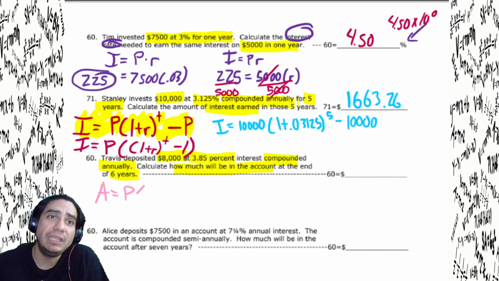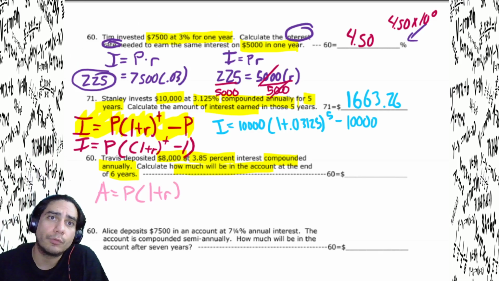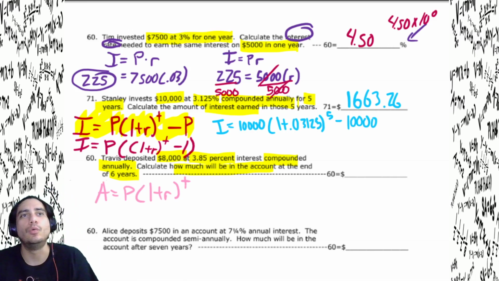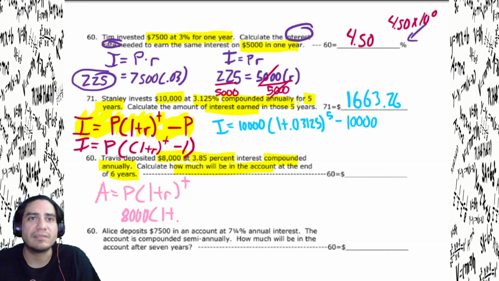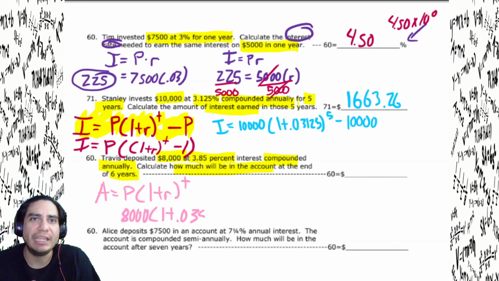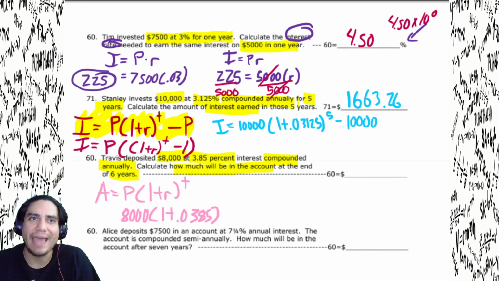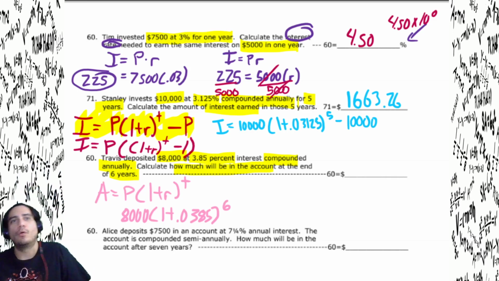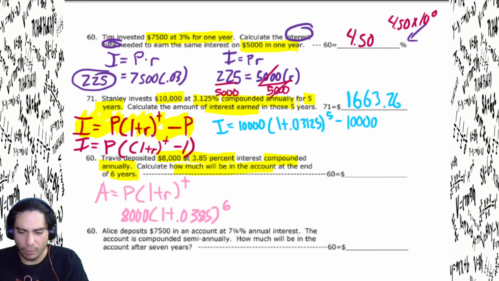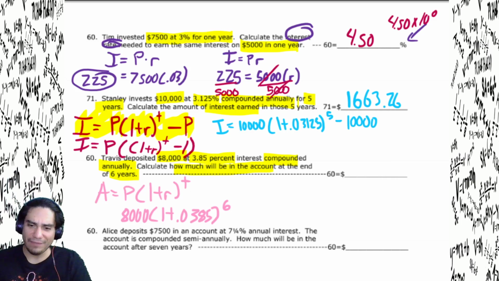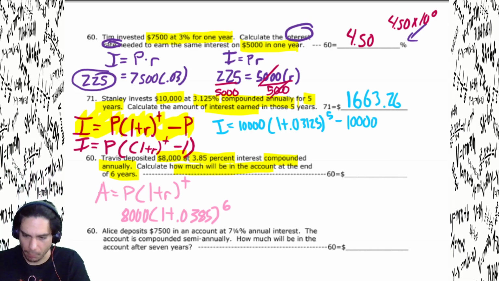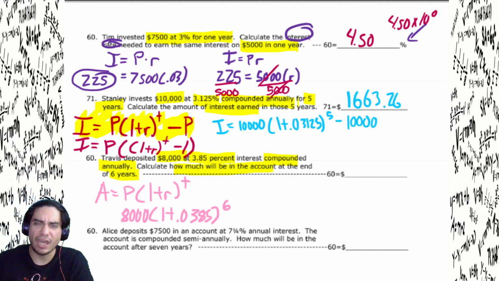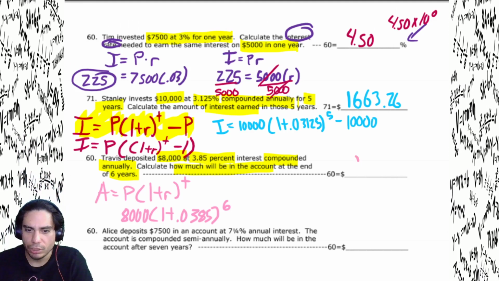A equals P parentheses 1 plus R, raise it to the T power. Let's do it. $8,000. 1 plus 0.0385. Raise that to the 6th power, because we got 6 years. And that's it. 1.0385. Enter. 6. Y to the X. 8,000. Multiply. And we got ourselves a beautiful answer here.